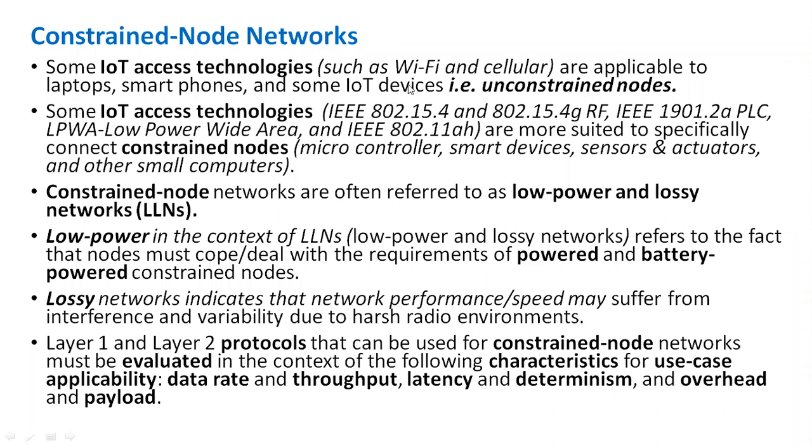Network of constrained nodes. Okay, so constrained node networks are also called low power and lossy networks. Low power means, as its name says, these network devices consume a small amount of power. That's all. And what do you mean by lossy? Lossy means there may be some loss of data in this network. So these constrained nodes are also called low power and lossy networks.